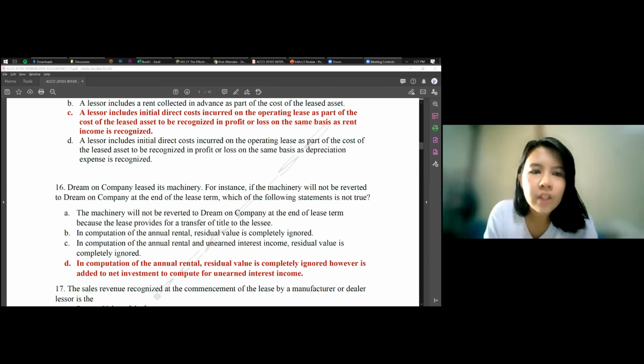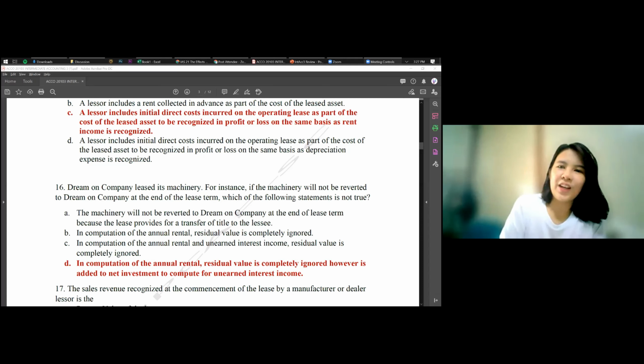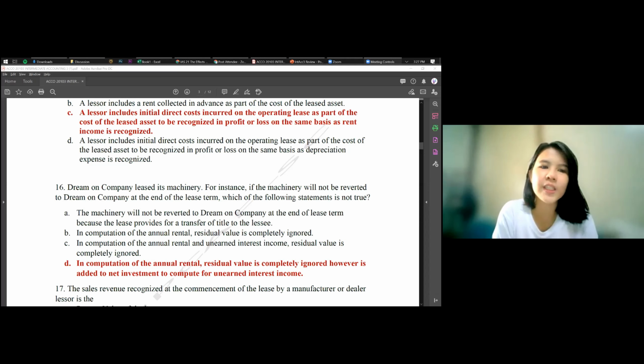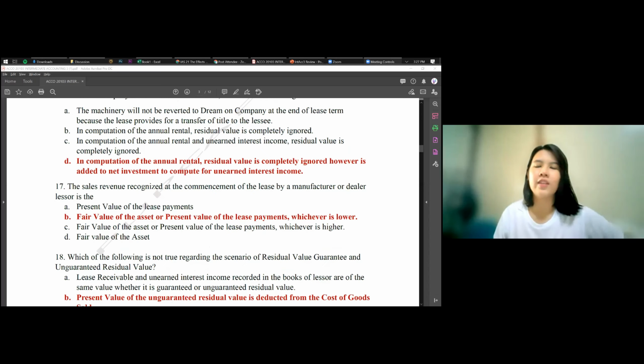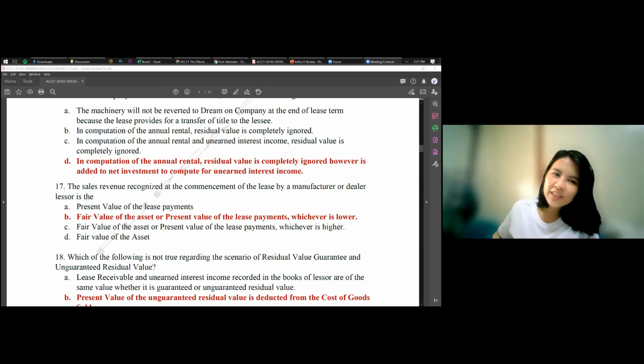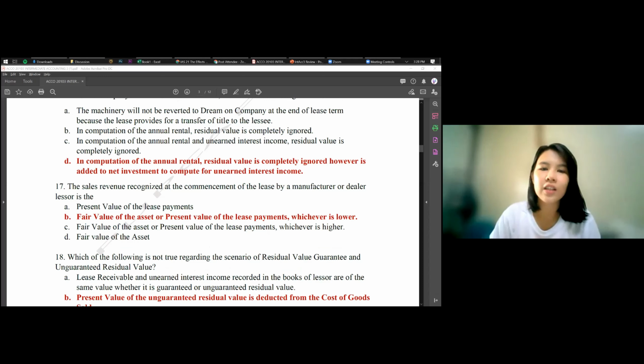Number 17. The sales revenue recognized at the commencement of the lease by a manufacturer or dealer lessor is the, I already mentioned this earlier. Of course, it's the fair value of the asset or present value of the lease payments, whichever is lower. So, I mentioned this earlier, right? Fair value or present value of lease payments, whichever is lower. So, let's remember, let's not look at the other choices, please. When it comes to sales revenue, it's fair value or present value of the lease payments, whichever is lower.